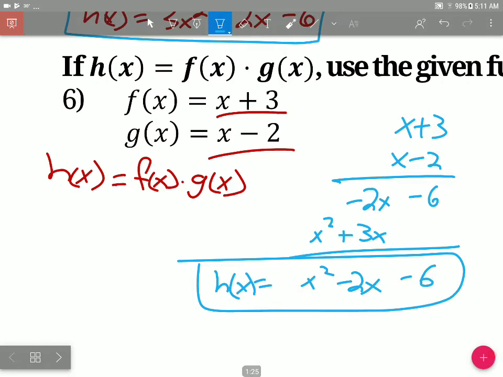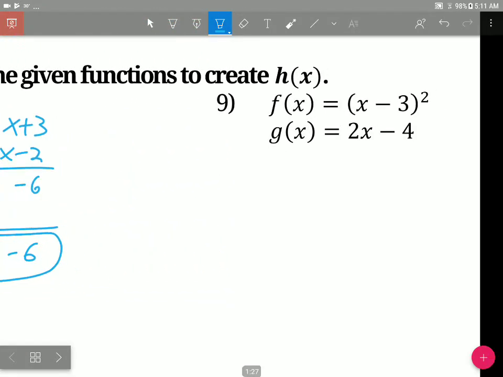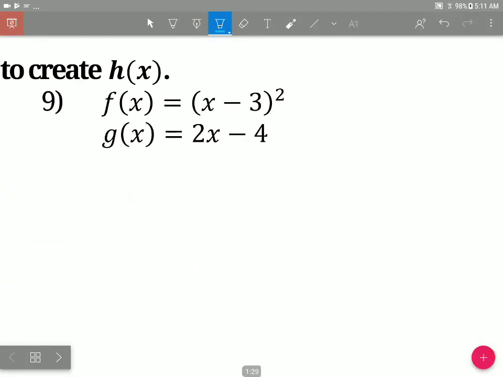Now number 7 is a little bit different. Let me slide over. Yeah, number 7 is a little different. These ones aren't ready to multiply together yet. So f of x is that one. It needs to be multiplied out before I can do anything with it. So f of x, x minus 3 squared, is an x minus 3 times an x minus 3.